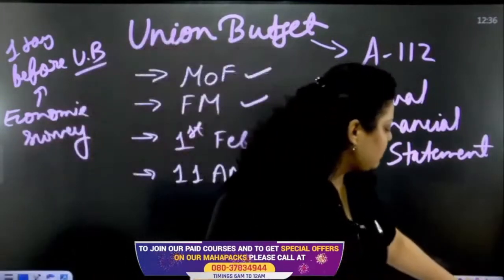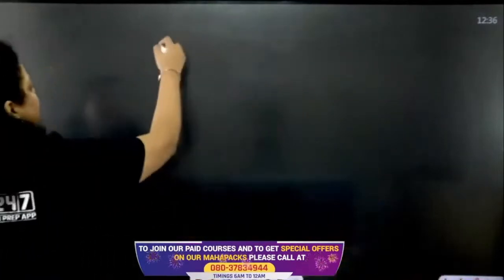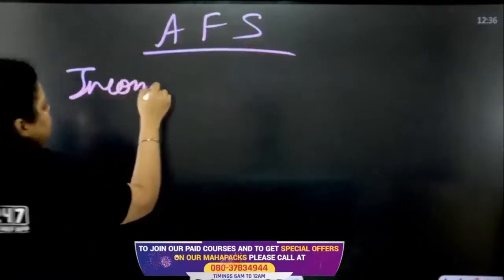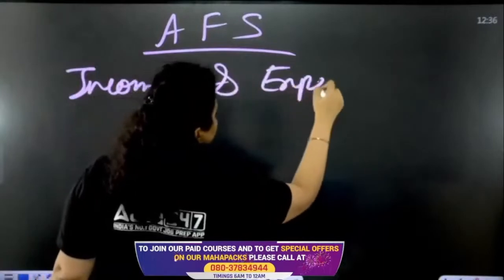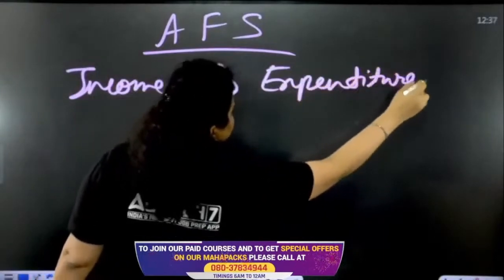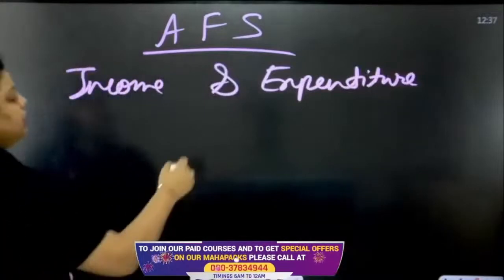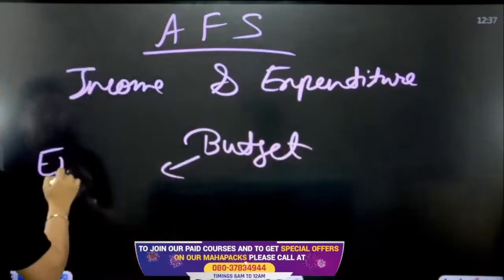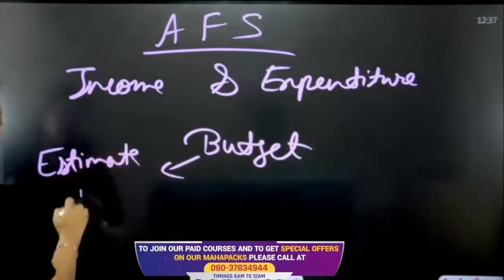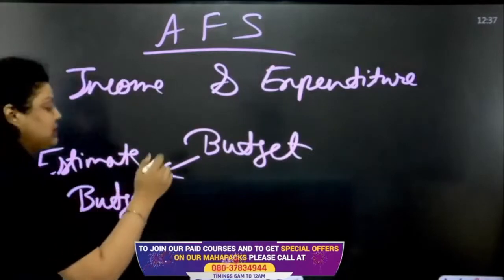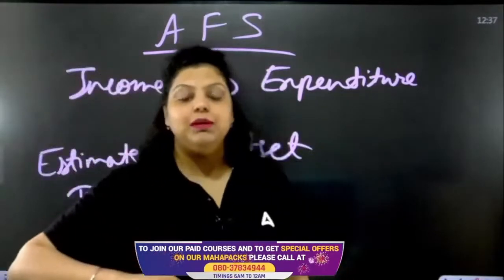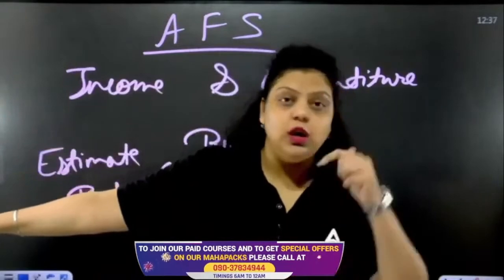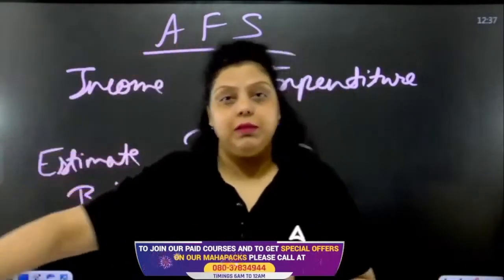This annual financial statement is the statement of income and expenditure of the government of India. Also remember, whenever the government of India presents the budget, it always gives you the estimated budget. Because whenever the government presents a budget, it is presented for the upcoming financial year, not for the current financial year. You are estimating for the upcoming financial year.